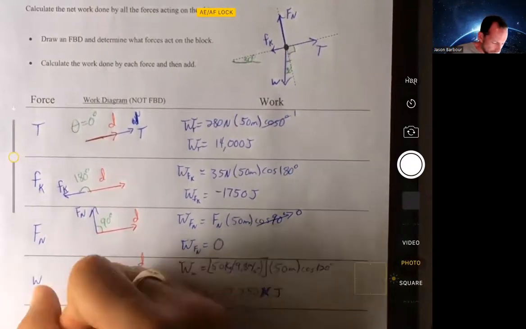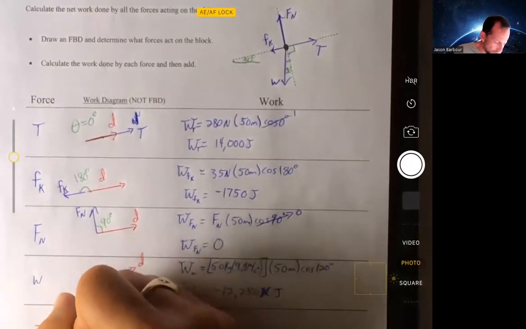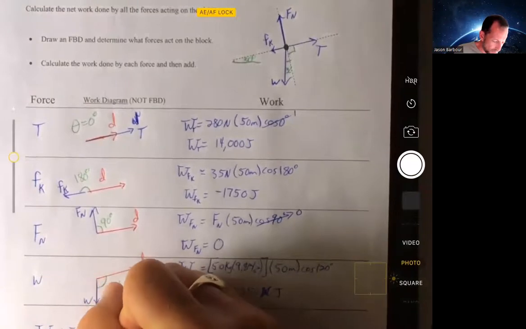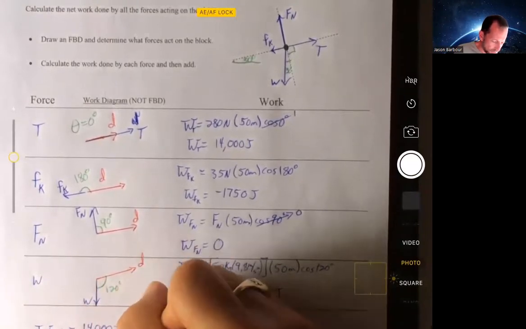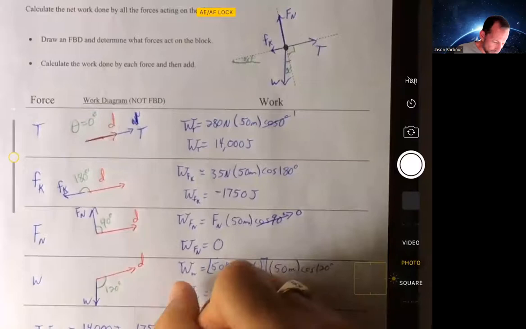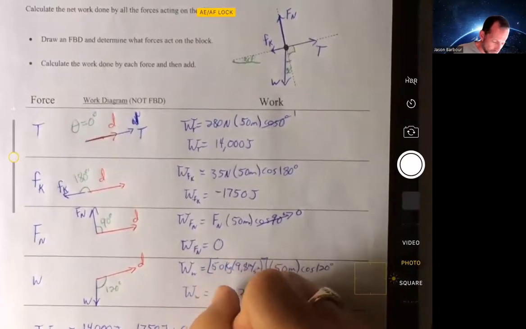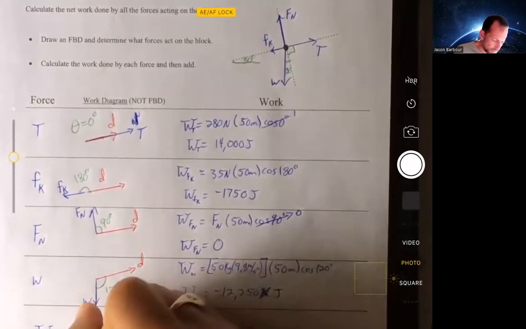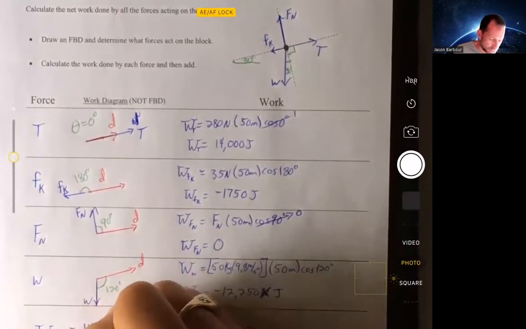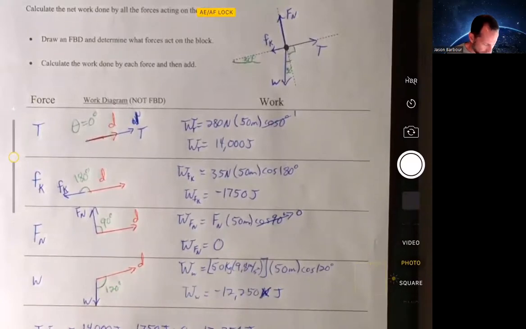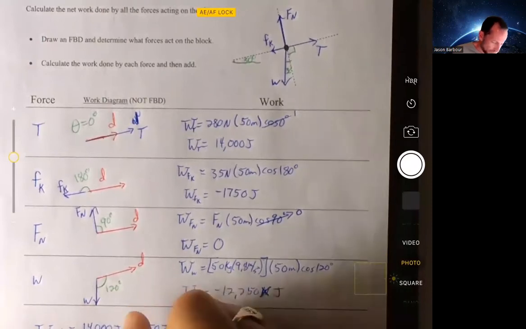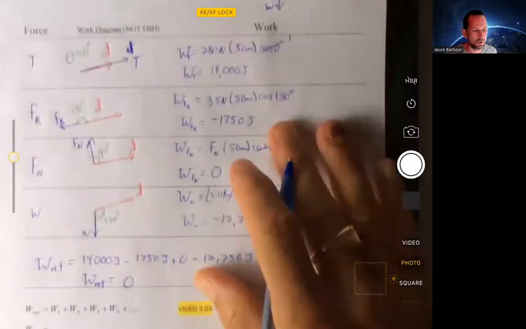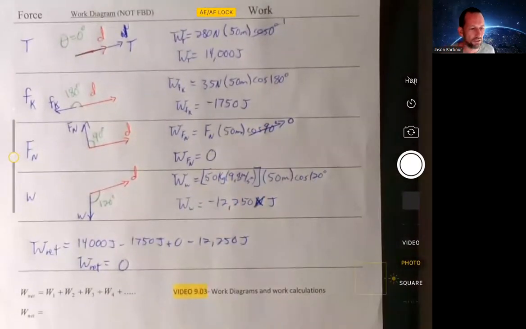And now we add them all up. So we'll just use this space here to add them. 14,000 minus 1750 plus 0 minus 12,250. All right, so 14,000 minus 1750 plus 0 minus 12,250. And that comes out to 0. Oh, sorry. There you go. Now you can see. That comes out to 0.